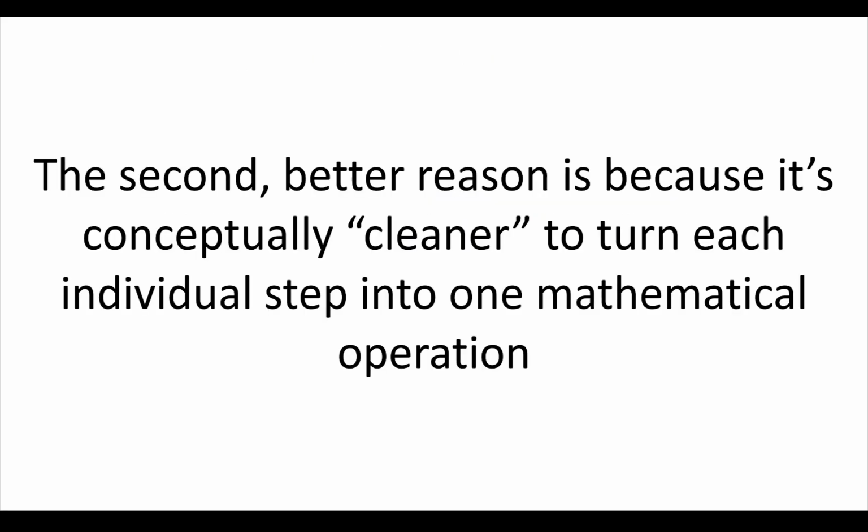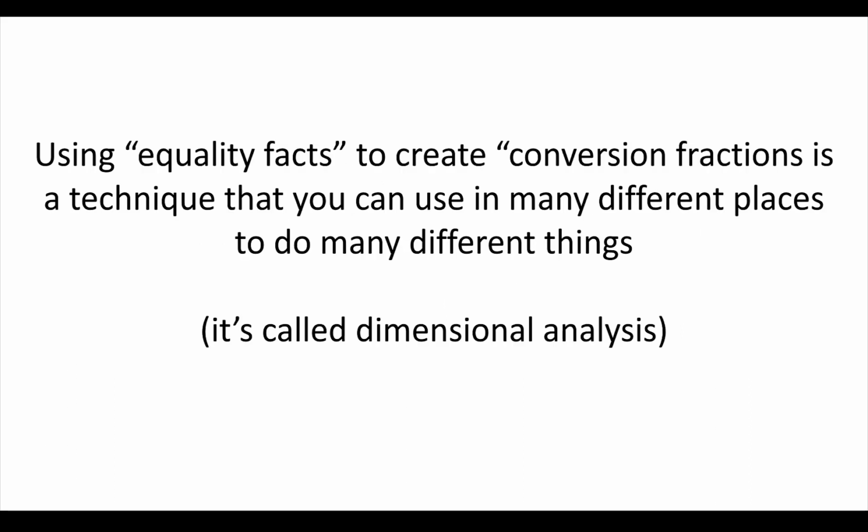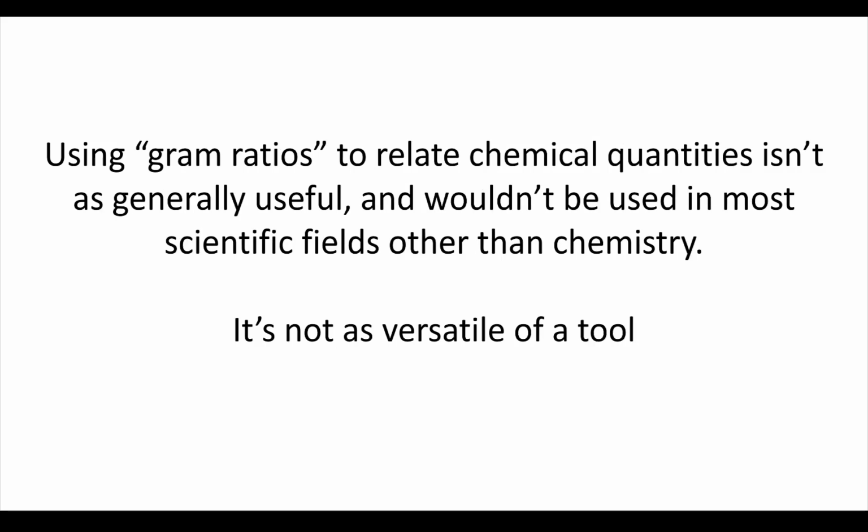But just because they're the same isn't a reason to teach you one over the other. The better reason is because it's conceptually cleaner to turn each individual step into one mathematical operation. There are a lot of different ways to do things in science, and the things that you're taught in an introductory course like this one are supposed to be generalizable techniques. Using equality facts to create conversion fractions is a technique that you can actually use in a ton of different places. It's called dimensional analysis, and it's extremely important in all branches of science. But using gram ratios to relate chemical quantities isn't really generally useful. You're going to use it in chemistry and nowhere else. It's not as versatile of a tool.